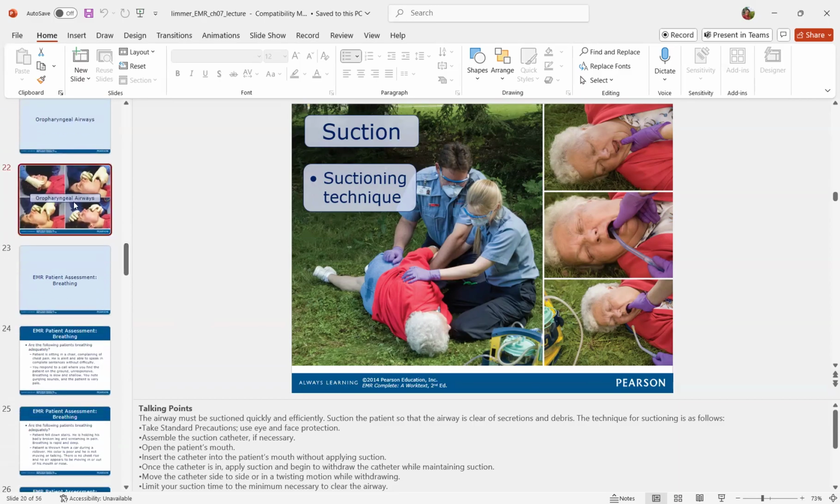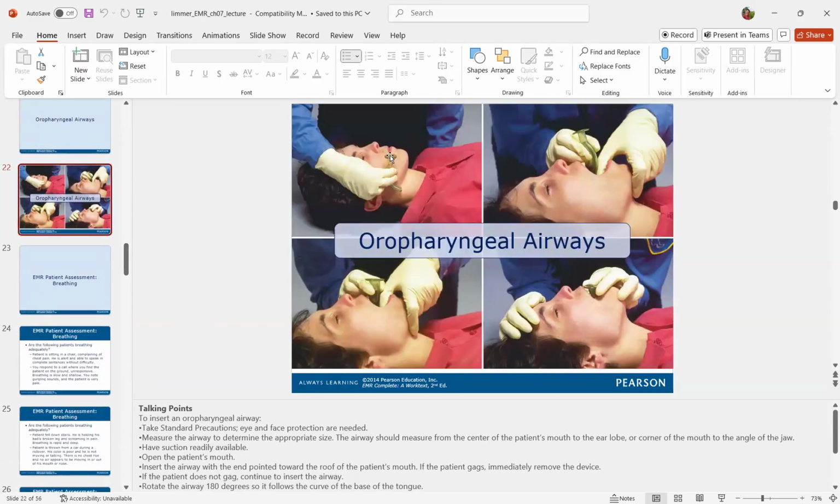So anytime we put an airway in somebody, we're going to measure. We measure from the corner of the mouth to the jawline right here. These come in different sizes, from infant all the way up to the big ones. So we need to measure to make sure that this isn't hanging too far down or too far up. What is going to happen eventually is we're going to put this in.